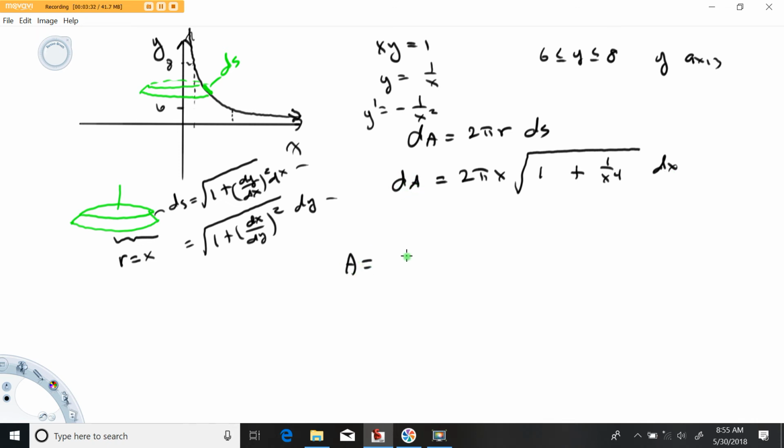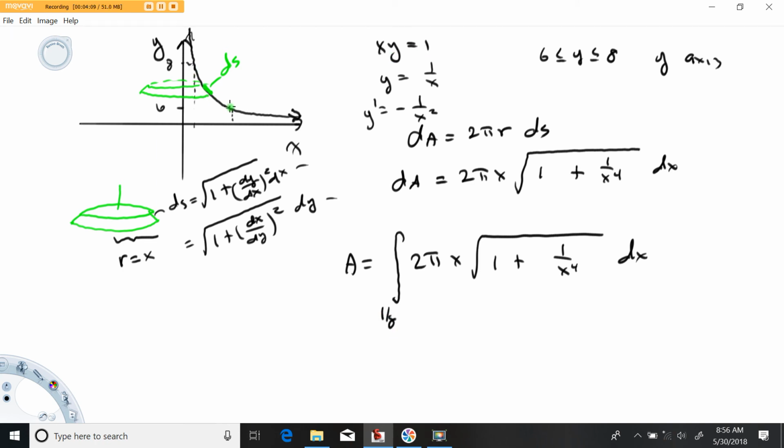Our total area then is going to be the integral of 2 pi x times the square root of 1 plus 1 over x to the 4th dx. Now limits, be careful here. The limits are not from 6 to 8. These were y values. And you always want to integrate in a forward sense here. So if we change this to limits over x, we're going to be integrating along this curve, so the first value we'll get from here. Where you get your limits is, you put 8 in for y and solve for x. It's pretty easy. I get 1/8.